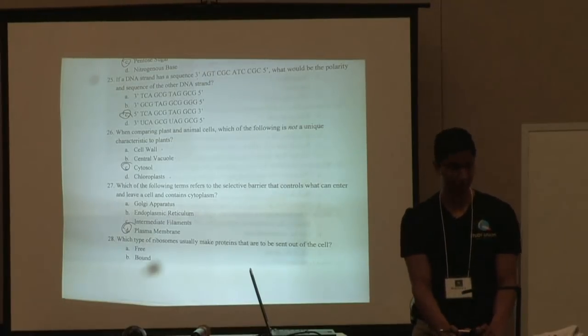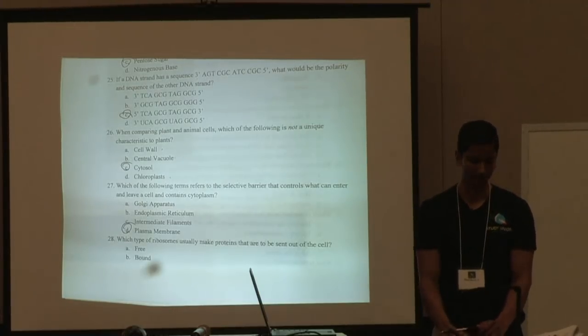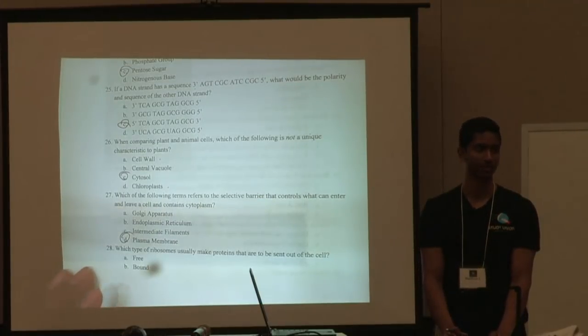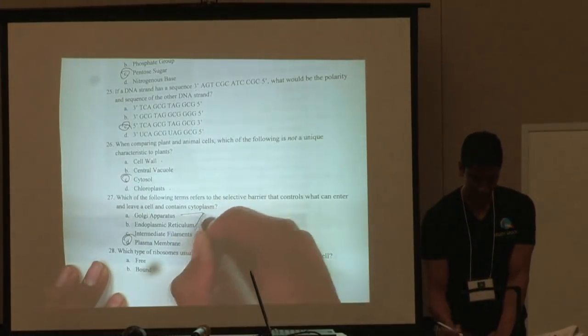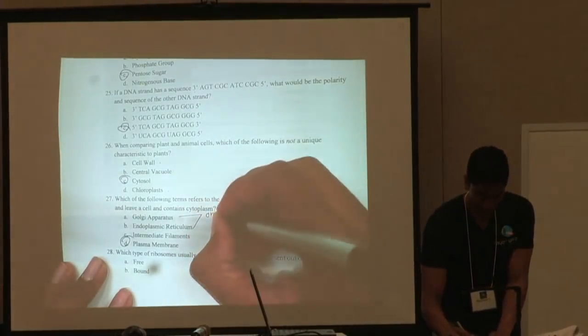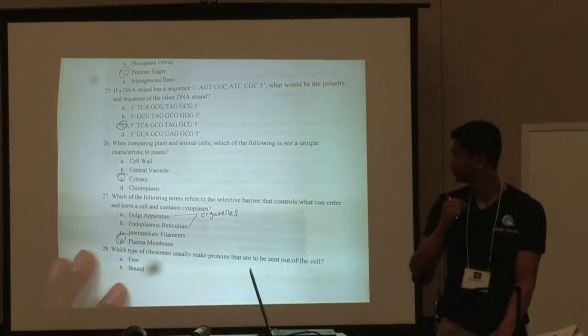What type of ribosomes? Intermediate filaments? Yeah, so I don't think she really went over intermediate filaments too much. She hasn't, right? So I don't think you guys need to worry about that for this exam. And then these two are what? These are just organelles, right?